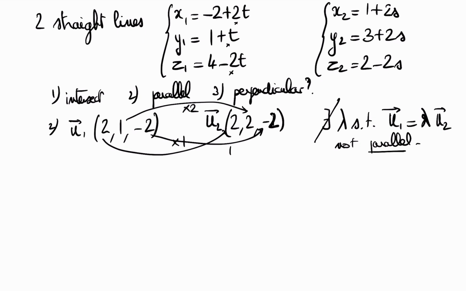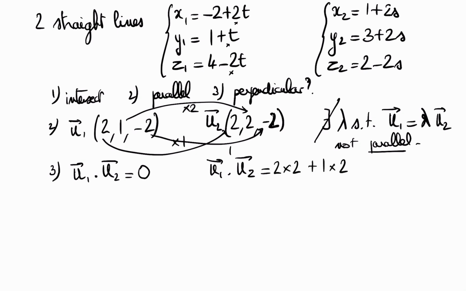Okay, that's established. Now let's do perpendicular. Are they perpendicular? Well, if they were perpendicular, we would have u1 dot u2 equal to 0. Well, let's test that. u1 dot u2 is equal to 2 times 2 plus 1 times 2 minus 2 times 2. So it's 4 plus 2 minus 4, which is equal to 2, so it's different from 0, so they are not perpendicular.